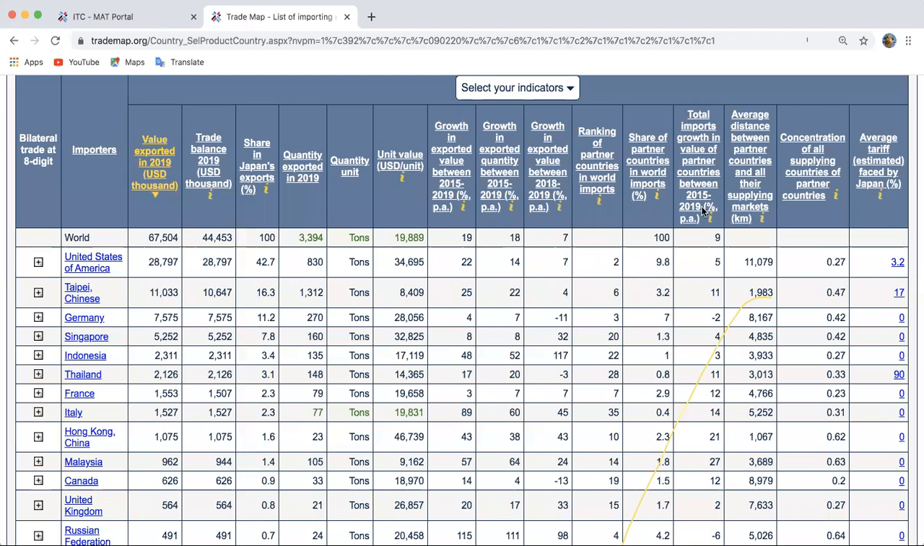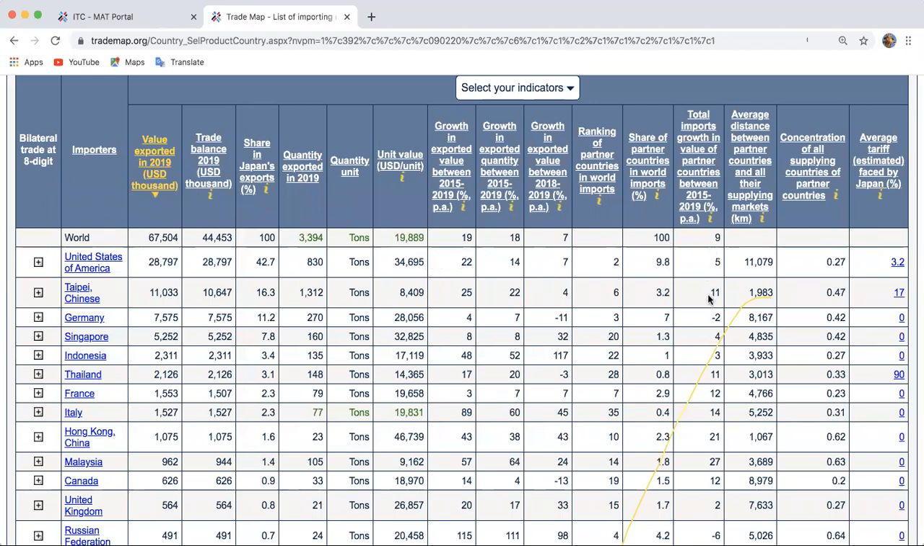You see here the total imports growth in value of partner countries between 2015 and 2019. This is also interesting to benchmark because, for example, the US, again, we see that its total import growth of green tea from the world is 5%, but from Japan, it's 22%. So we are gaining market share in the United States because we are growing much faster than the US overall is importing green tea. So that's how you can link those two columns.